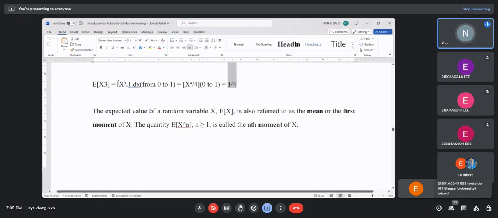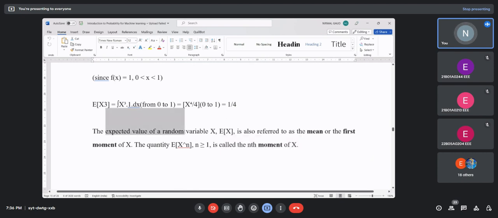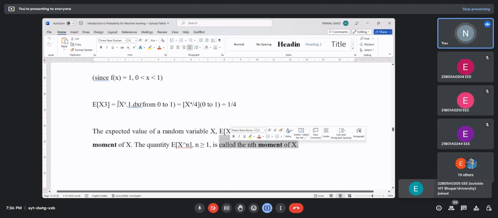Fine. Now let's proceed ahead. The expected value of the random variable X, E[X], is referred to as the mean or the first moment of X, and the quantity E[X^n], for n greater than 1, is the nth moment of X. What does this moment tell you? The expected value of a random variable X is E[X]. It is also referred to as the mean or the first moment, and the quantity E[X^n], where the value of n is greater than 1, is said to be the nth moment. You just need to remember this, or go through this line. What does it say?